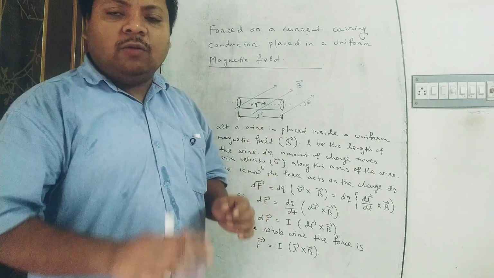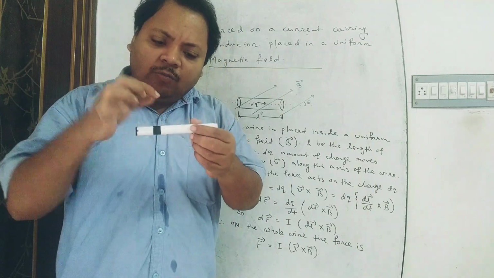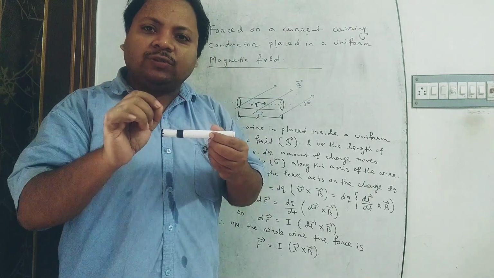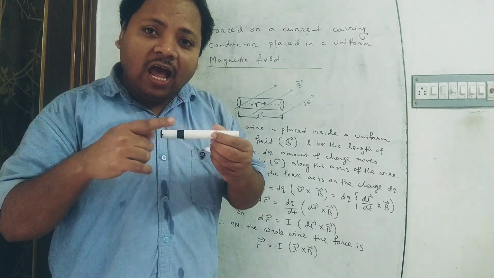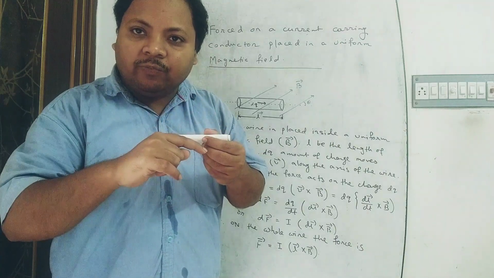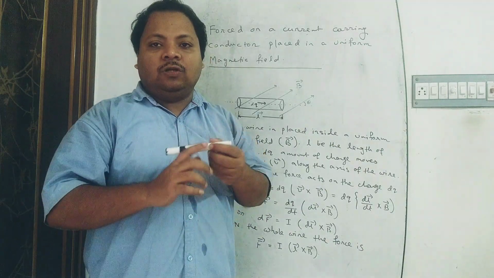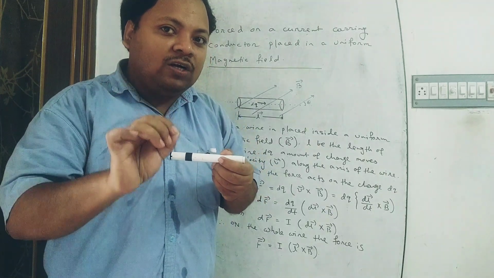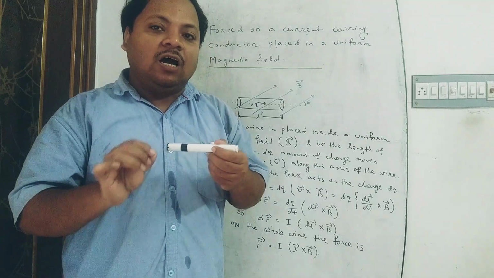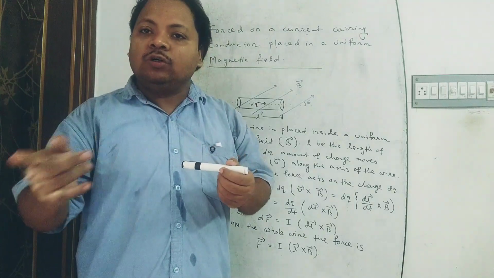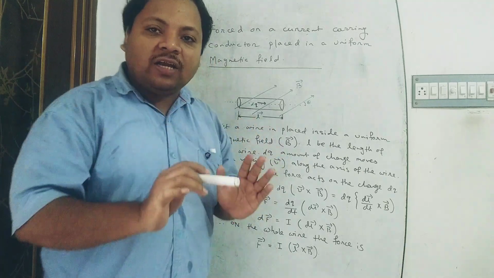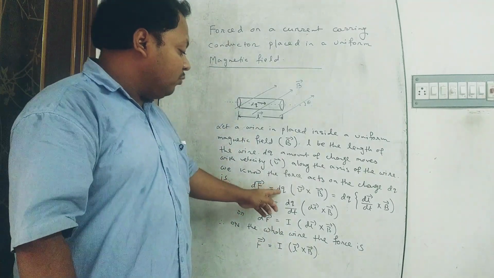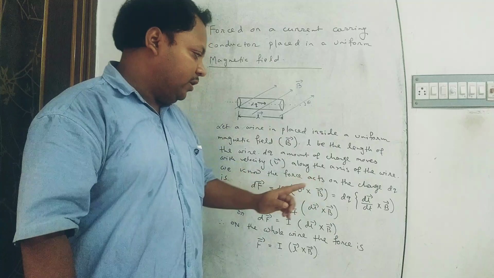Now let us consider a very small element of the wire having length dl. In this element, a small amount of charge dq passes through the wire along its axis with velocity v. This small charge dq experiences a force dF due to the magnetic field. Therefore, from the Lorentz formula, we can write dF is equal to dq into v vector cross B vector.